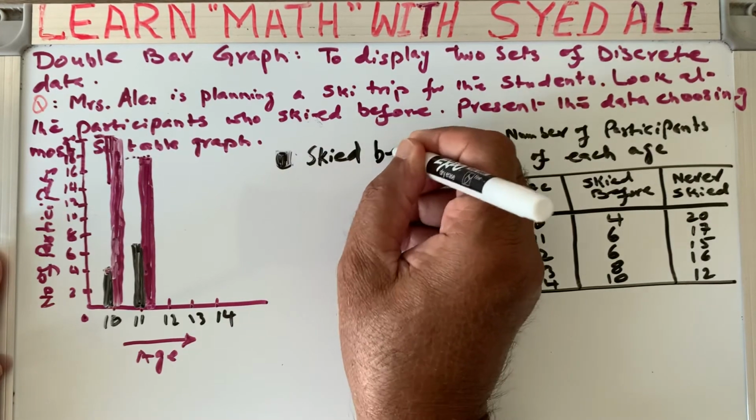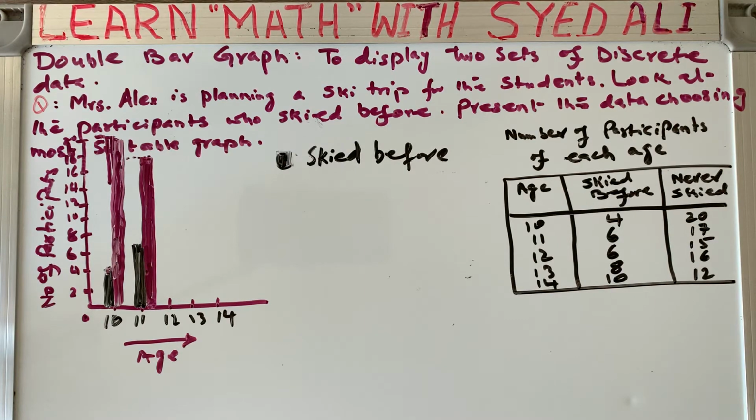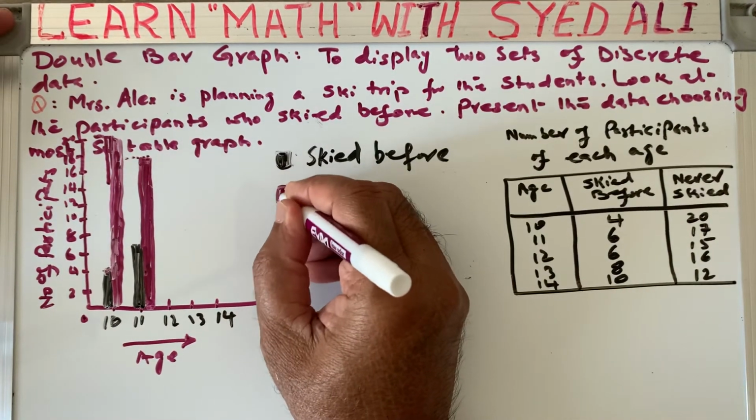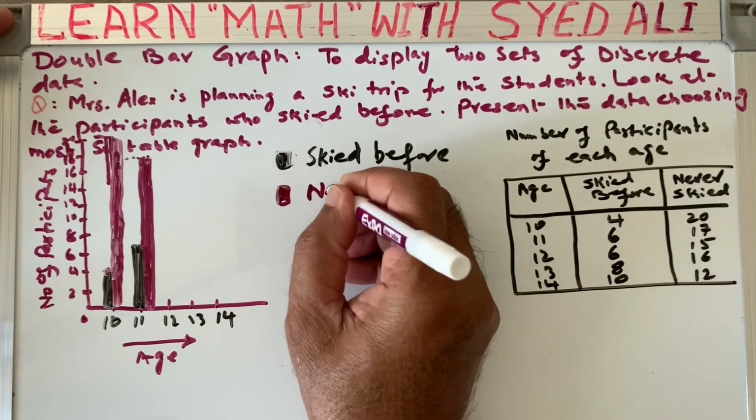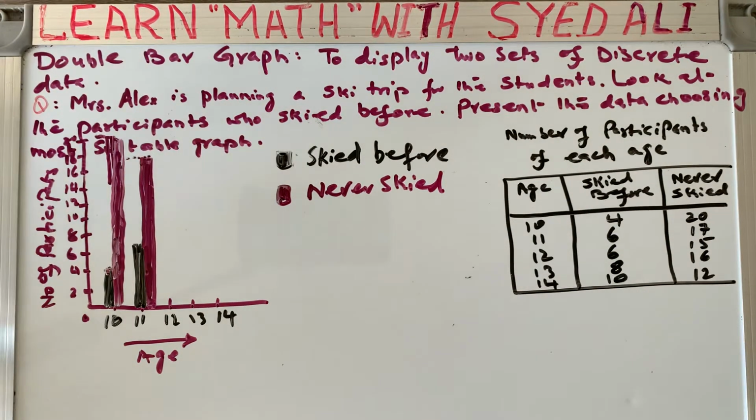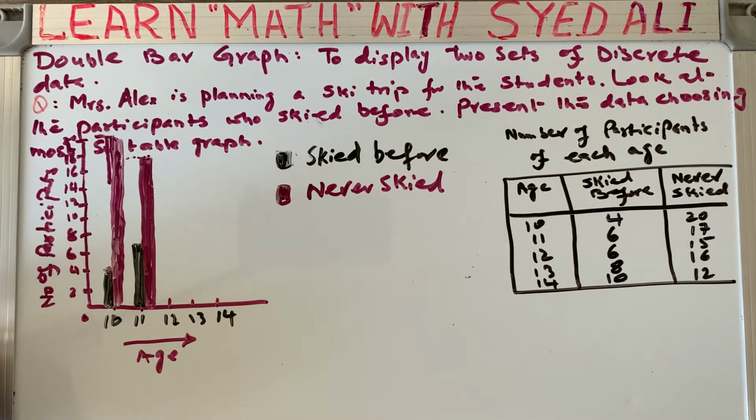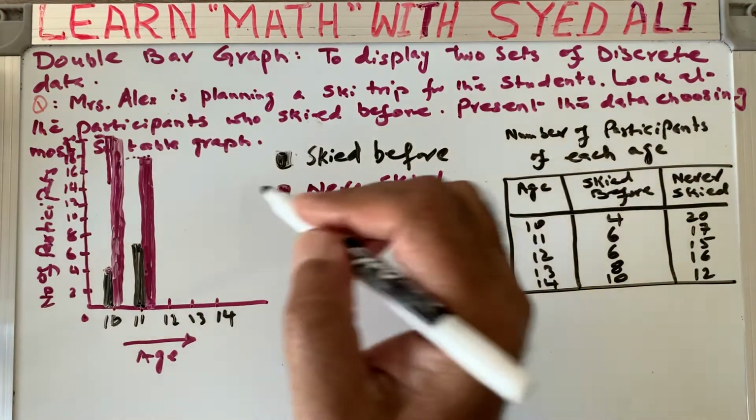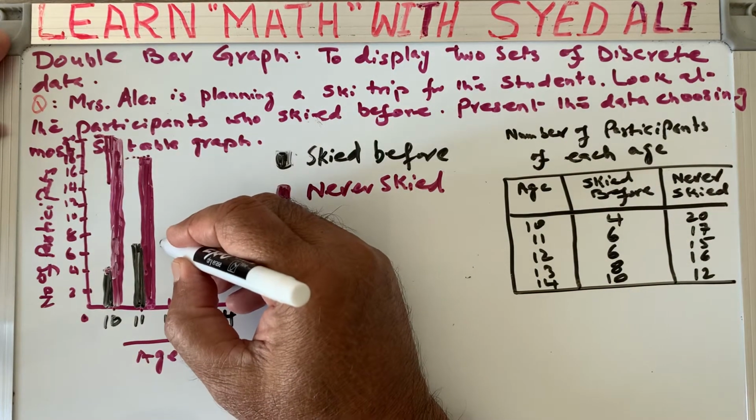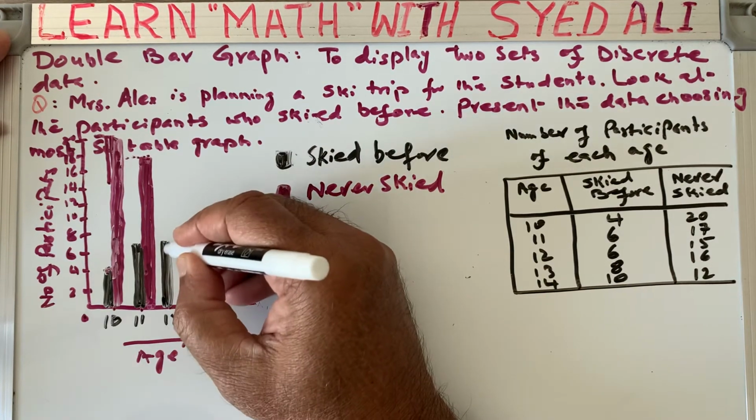Skied before. And I draw purple for never skied. Sorry about that. So never skied, right? So this purple color is never skied. So 20 was never skied at 10, and 17 was never skied at the age of 11, and then at age 12 I have skied before as 6 again at 12, right? So I have 6 again here. So I have a discrete set of skied and never skied.